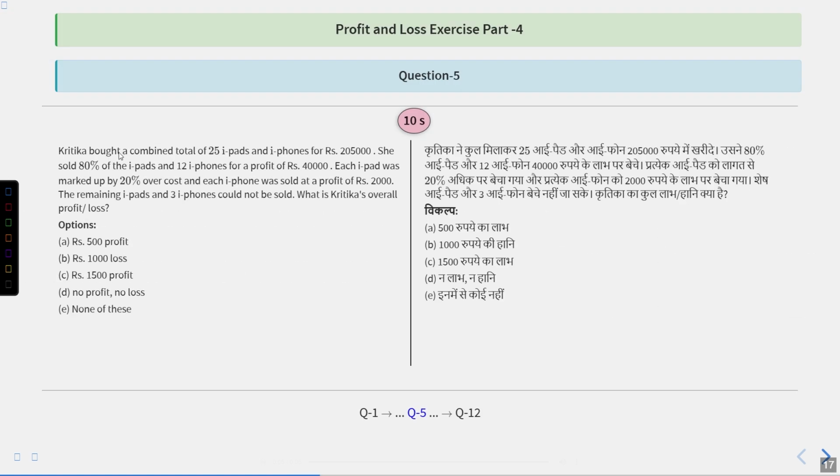Next one. Kritika bought a combined total of 25 iPads and iPhones for 2,05,000. She sold 80% of the iPads and 12 iPhones for a profit of 40,000 rupees. Each iPad was marked up by 20% over the cost, and each iPhone was sold at a profit of 2,000 rupees. The remaining iPad and 3 iPhones could not be sold. What is Kritika's overall profit or loss? You have 5 options and 10 seconds to analyze the question. Your time starts now.